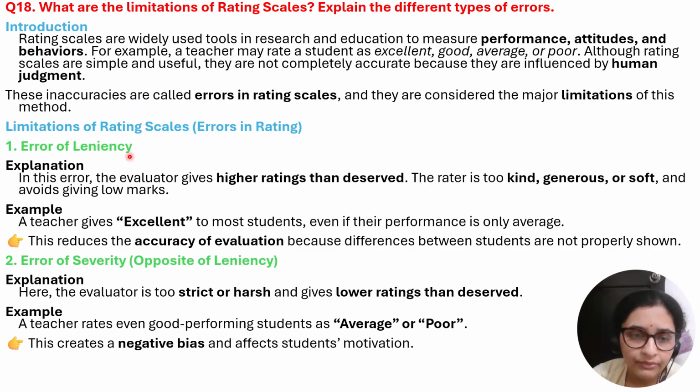There is error of leniency. That is, the evaluator might give higher ratings than deserved. If the rater is too kind, generous, or very soft-hearted, he will not feel like giving fewer marks, so he will give high marks. Then error of severity. This is opposite to error of leniency. If the evaluator is too strict, he will give low ratings to everybody.